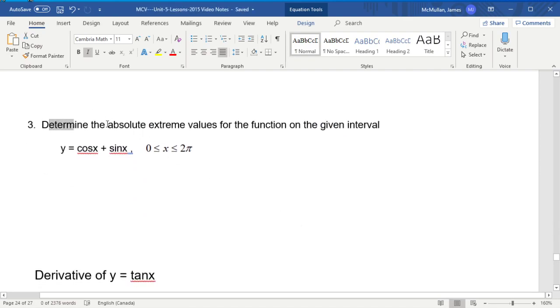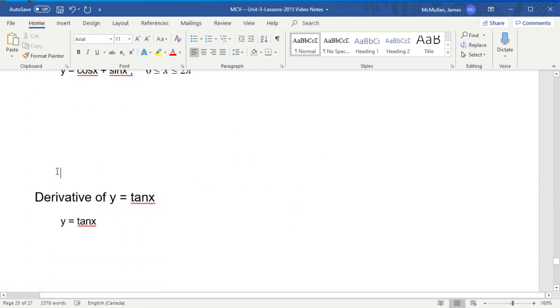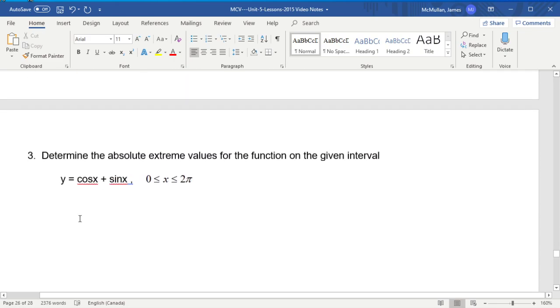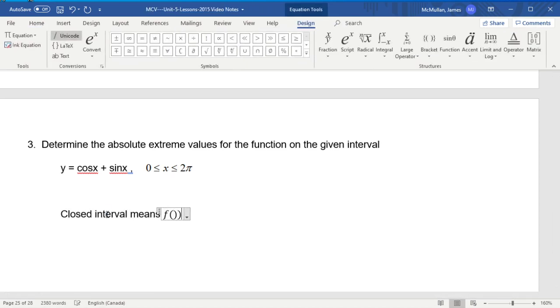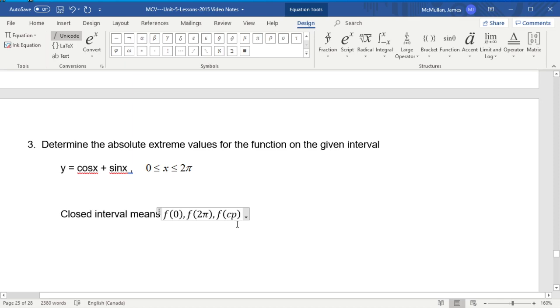Okay. Determine the absolute extreme values for this function on the given interval. This is a really good question, one you should expect to get. First of all, I'm going to notice that this is a closed interval, which means we need to check f of 0, f of 2 pi, that's the beginning and end of the interval, and f of any critical points.